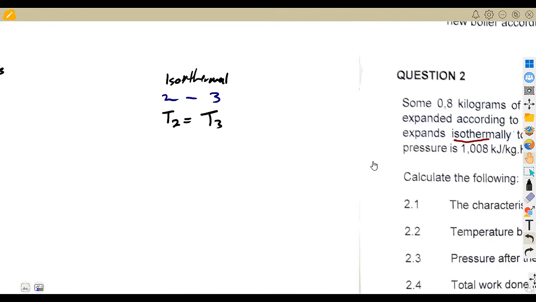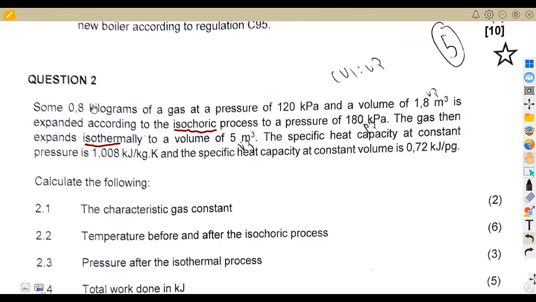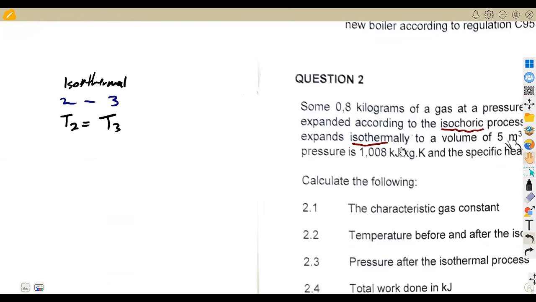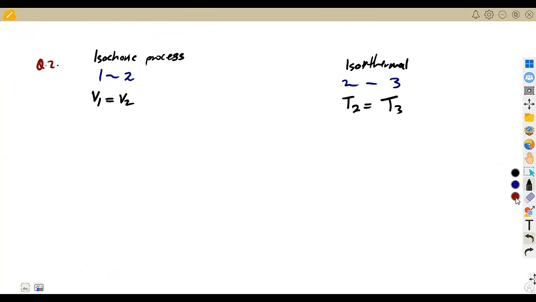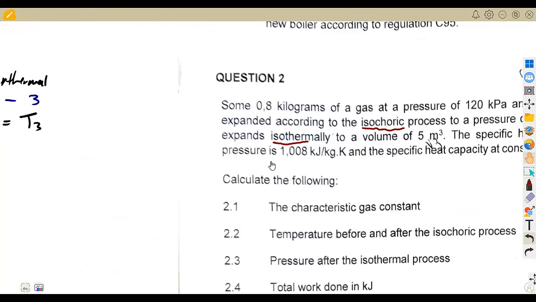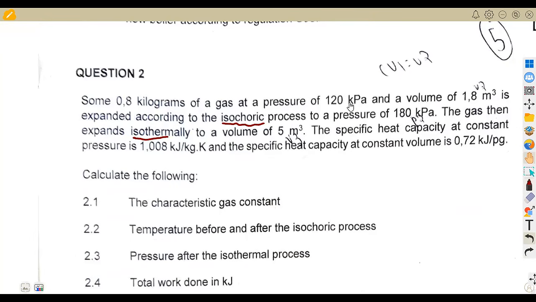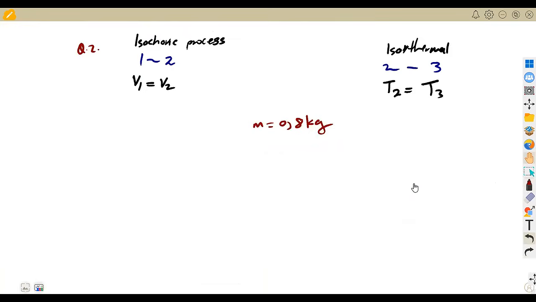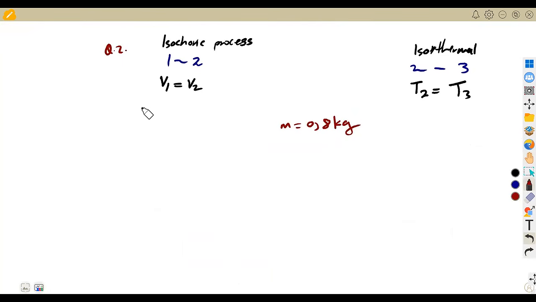So let us track our information. We've got the mass of the gas, which is 0.8 kilograms. So this is our gas, and the mass of it is 0.8 kilograms. Then we are also given the pressure at the inlet, 120, and a volume of 1.8 cubic meters. So these are the conditions of the inlet. It is entering at 120, having a volume of 1.8.